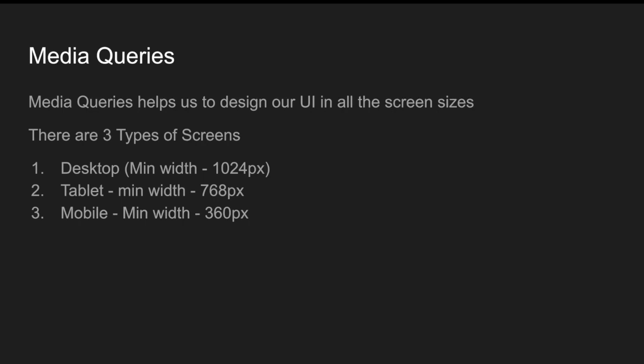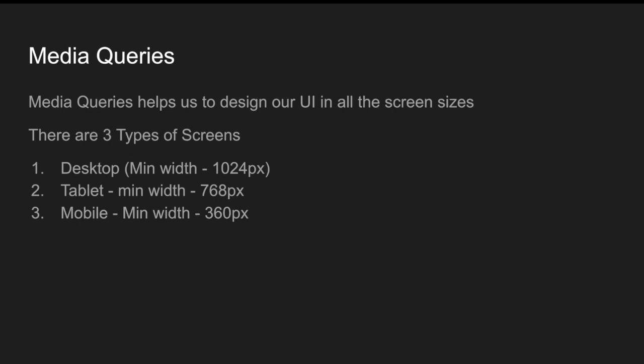There are three types of screens: desktop, tablet, and mobile. In general, 1024 pixels is the minimum width where we can call it desktop. Whenever the minimum width is 768 pixels, we call it a tablet, and whenever it is a minimum width of 360 pixels, then it is something like mobile. It is not that big a thing to learn media queries. It is very simple. You just need to know when to override specific CSS and specific classes. So we will see that in this video with a small example.